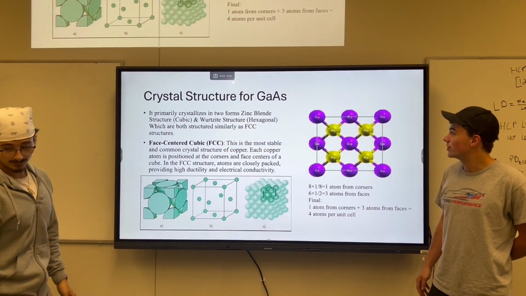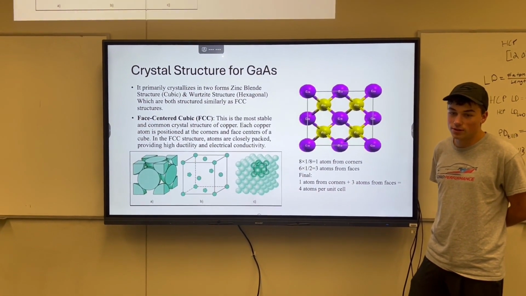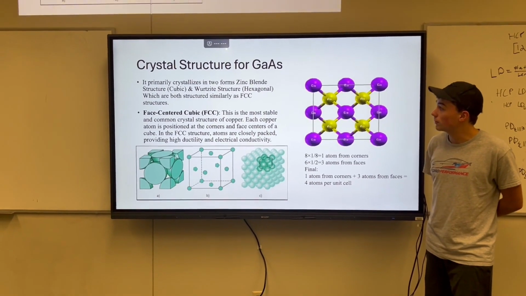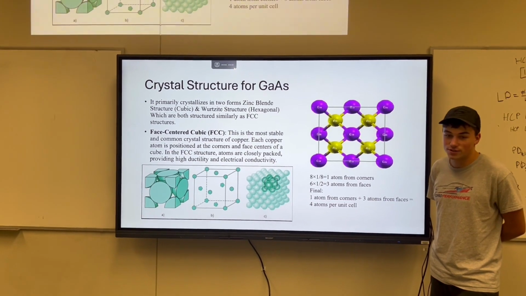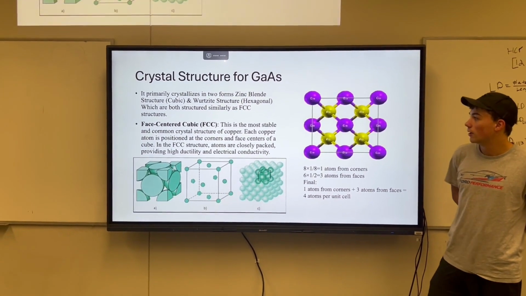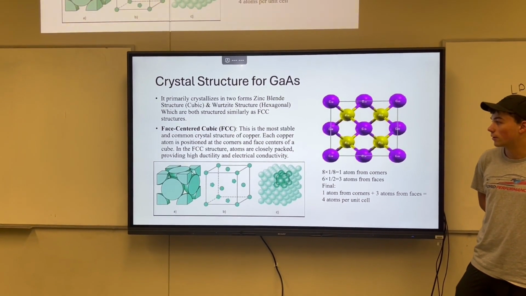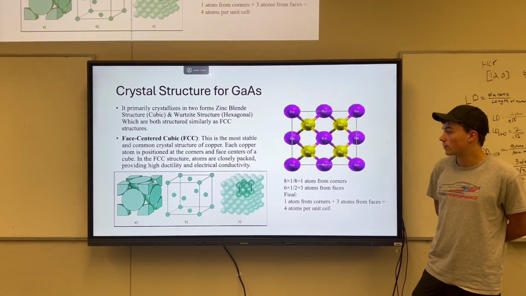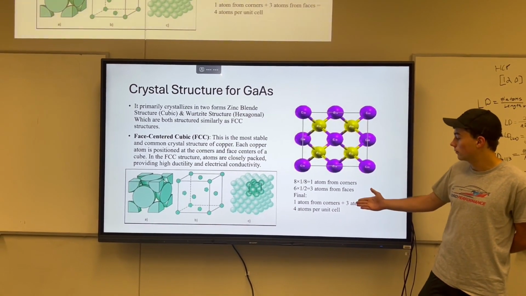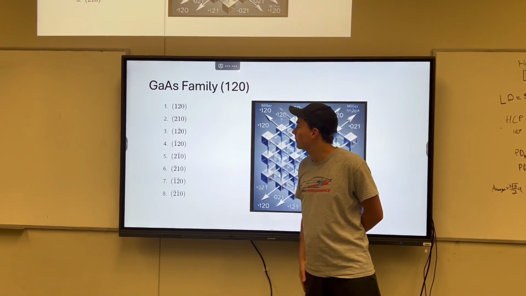So the crystal structure for GaAs is primarily crystallized into two forms, a zinc blende cubic structure and a hexagonal structure, which are both structured similarly to FCC structures. And FCC, as we stated before, is the most stable and common crystal structure of copper. Each copper atom is positioned at the corners and face centers of a cube. In FCC structures, atoms are closely packed, providing high ductility and electrical conductivity. And we find the 4 atoms per unit cell. And then here's the GaAs family right here.